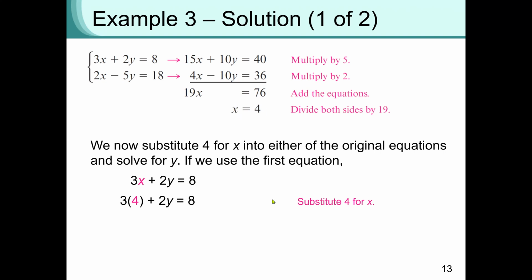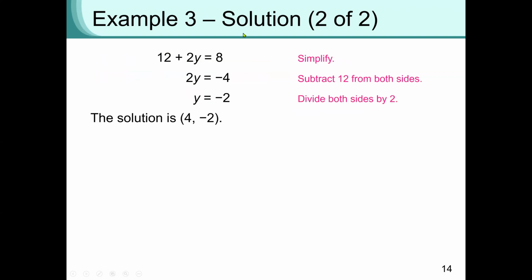Now I can use substitution. You can take the first equation or the second equation. So here we decided to take the first equation, which is 3x plus 2y equal to 8. We know the x value, we substitute x with 4, so we can solve for y. So that's what we have here, 3x plus 2y equal to 8. x is 4. So we get 12 plus 2y equal to 8.